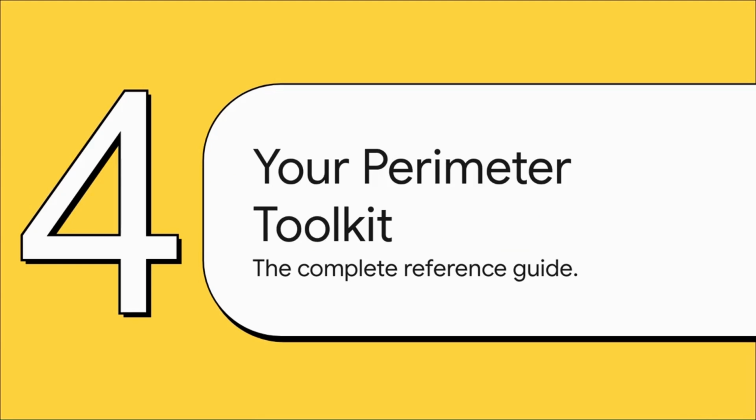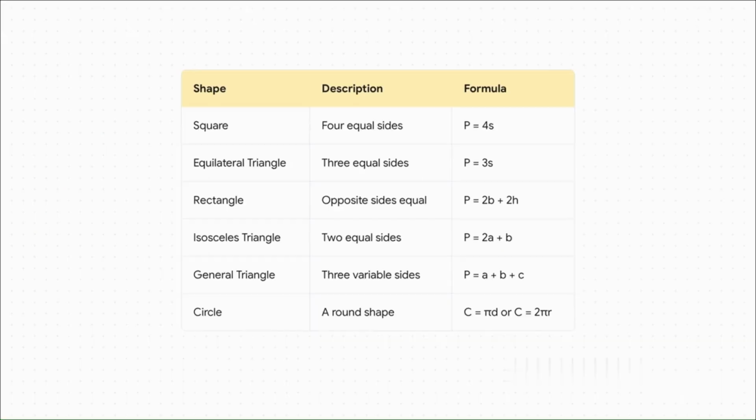Wow, we've covered a lot of ground. So now let's pull all these tools together and build our complete reference guide. And there you have it, your complete perimeter toolkit. This table is your cheat sheet. It's got everything we talked about, from the simple P equals 4S for a square, all the way to the various triangle formulas, and of course, circumference for a circle. This is your go-to guide for measuring the boundary of pretty much any basic shape you'll ever run into.